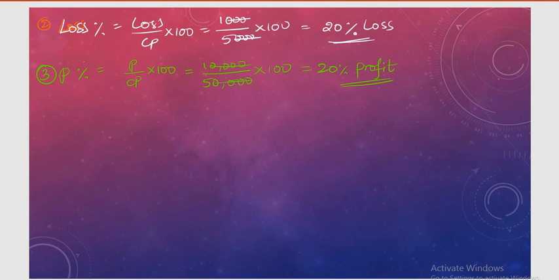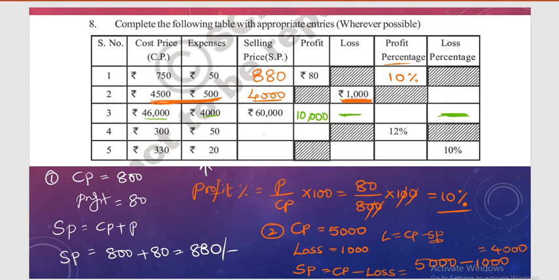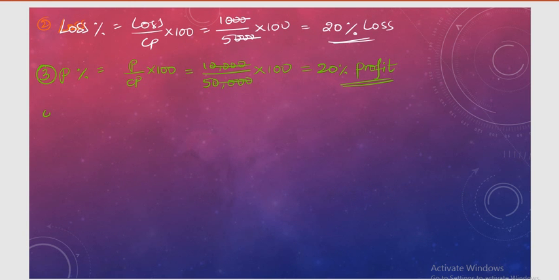Next, moving on to question number 4. What is the cost price here? 350 rupees, and he has given 12% profit. So he has given the profit percentage, right? Let us see this question number 4. The cost price is 350 rupees. Next, profit percentage is given as how much? 12%. So when profit percentage is given, go with the formula of profit percentage.